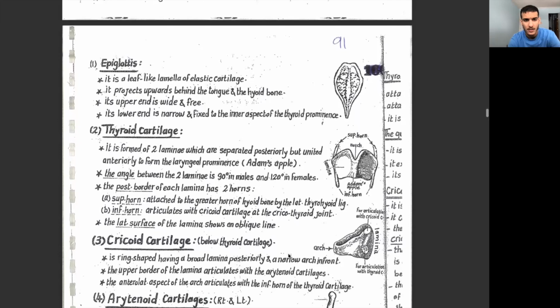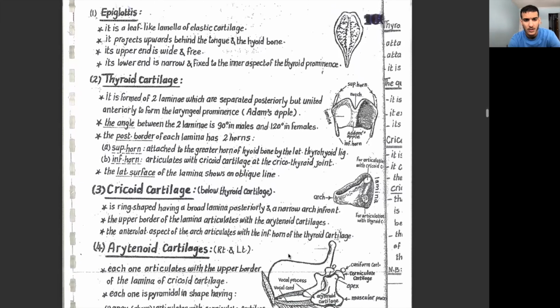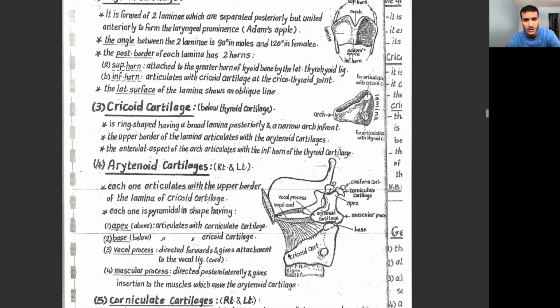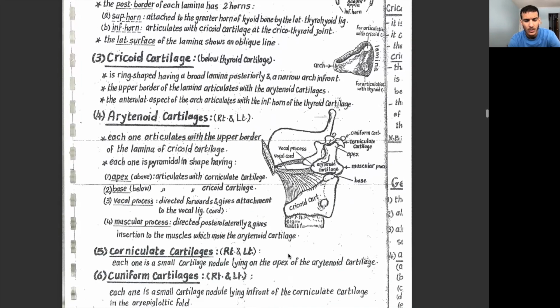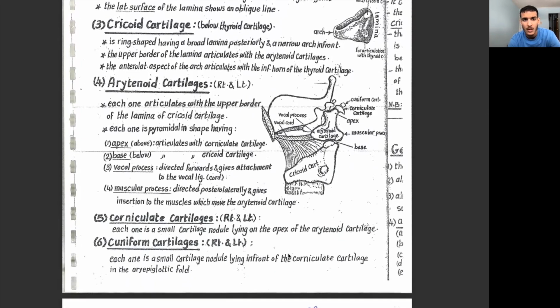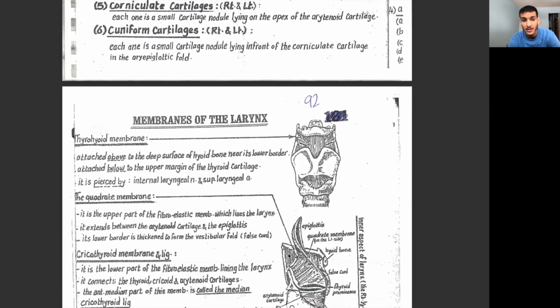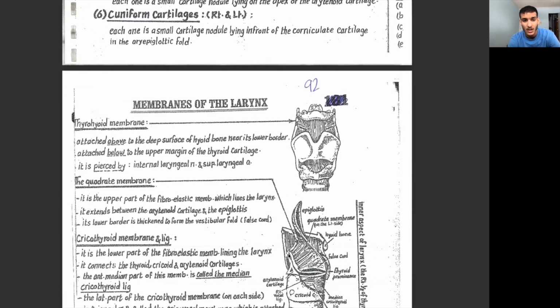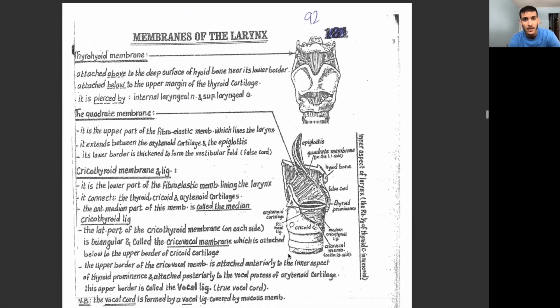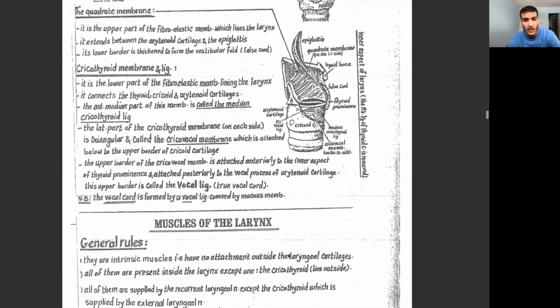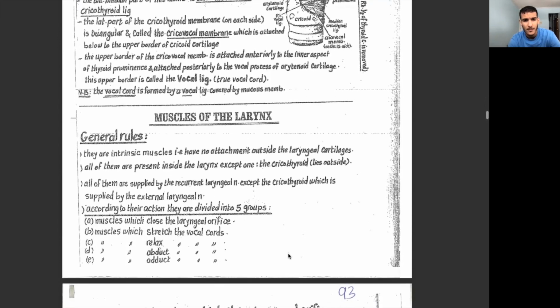Yeah, epiglottis, thyroid cartilage, cricoid cartilage, arytenoid cartilage, corniculate, cuneiform. Okay, membranes of the larynx. These are just the ligaments, the extrinsic and the intrinsic together. Okay. Then you have the muscles.